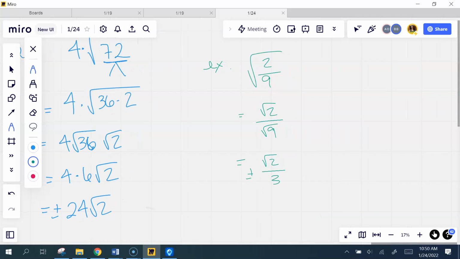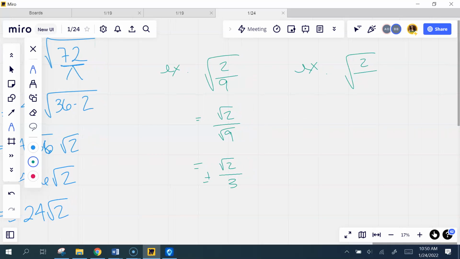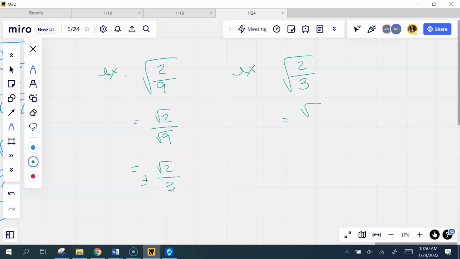But if this changed to this, how's it different? Now it's not a perfect square, right? It's square root of 2 over square root of 3. And now, Aaliyah, you're absolutely right. I'm going to multiply it by square root of 3 over square root of 3, top and bottom, right? What's square root of 2 times square root of 3? What's square root of 3 times square root of 3?